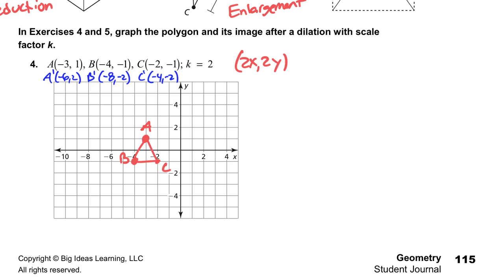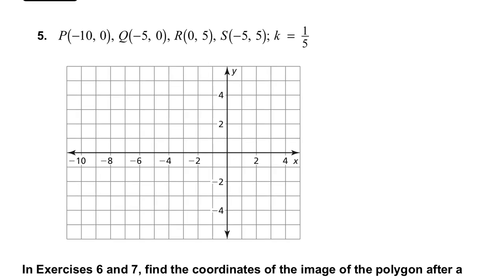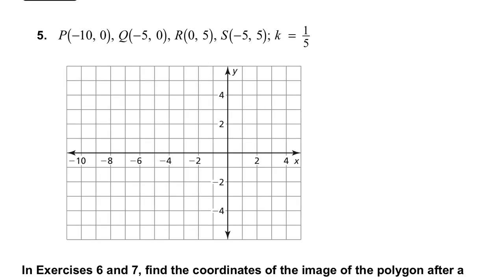So negative 6, 2, there's A prime. Negative 8, negative 2 would be B prime. And then negative 4, negative 2, this would be C prime. And so this is our enlargement. All right, next page. We're going to do the same thing, but now we have a reduction that's going on. So let me zoom in a little bit. Let's go ahead and graph these.